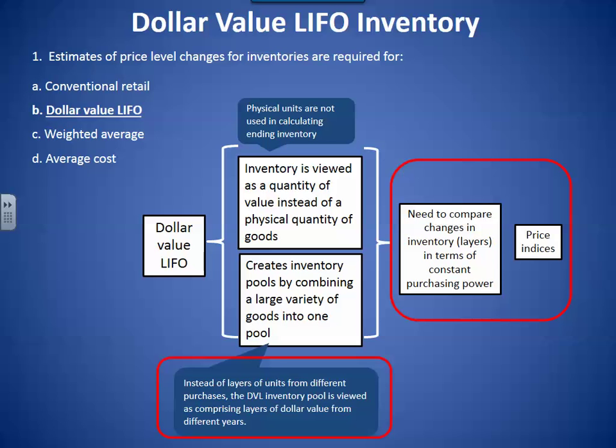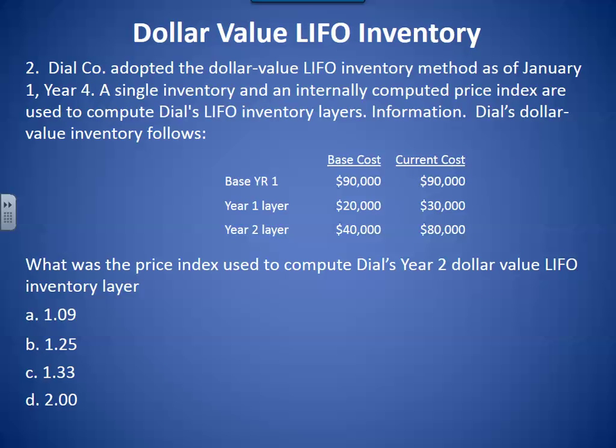Okay, let's try number 2. Dial Company adopted the dollar value LIFO method as of January 1st, year 4. A single inventory and internally computed price index are used to compute Dial's LIFO inventory layers, very common. Now, Dial's dollar value inventory follows, and it asks, what was the price index used to compute Dial's year 2 dollar value LIFO inventory layer?